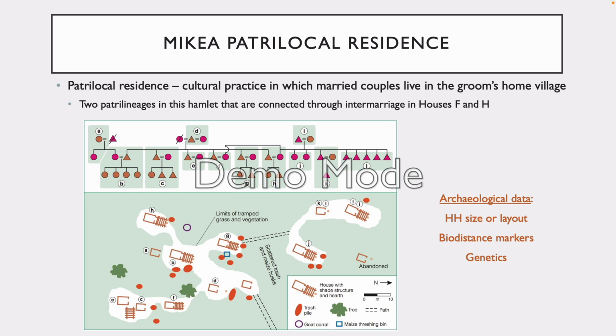Archaeologically, we can get at this sort of information through differences in household size or the layout, as I showed here. There are also biodistance markers, so looking at the skeletons themselves to determine who's more or less related to one another, as well as genetics. DNA would definitely show us who and how people are related.